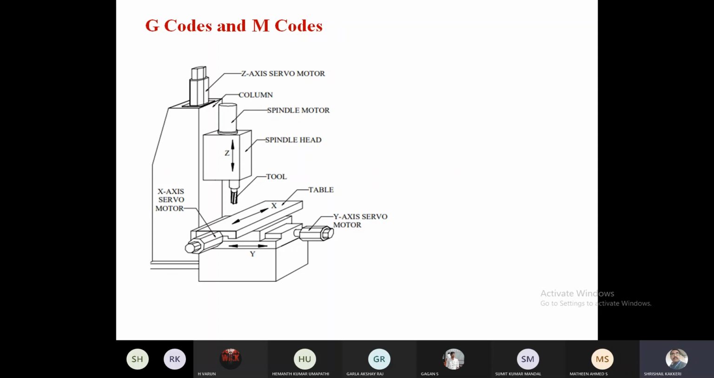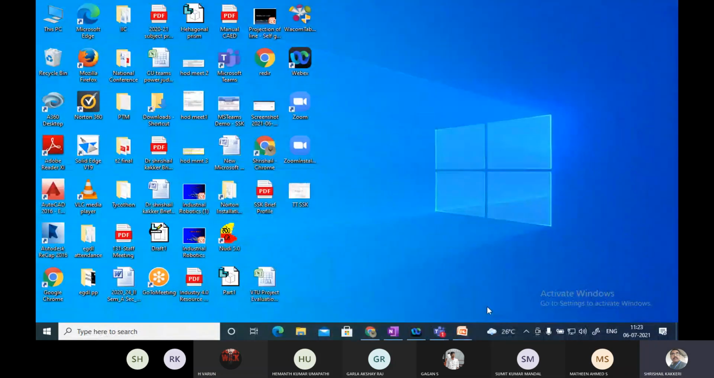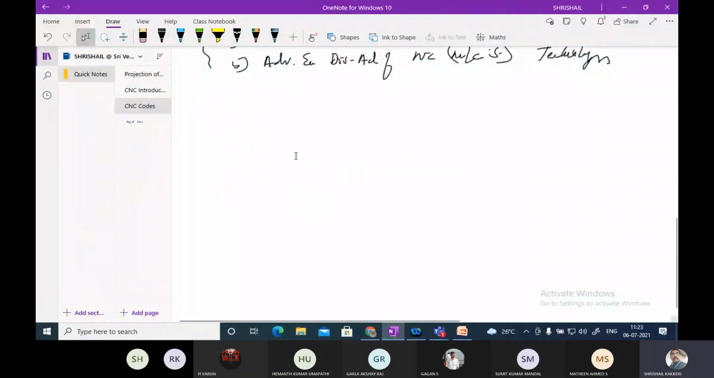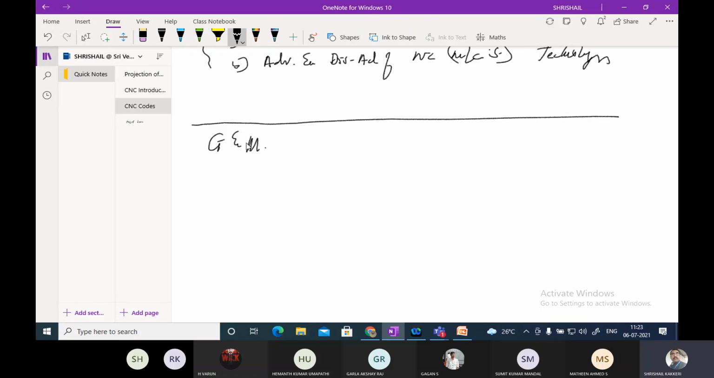And the next, let me come to a very important thing. Each one of you please kindly remember, without these we cannot write any programs. There are basically codes. We call them G codes and M codes. Very important. Let me come to the M codes. These are called miscellaneous codes.